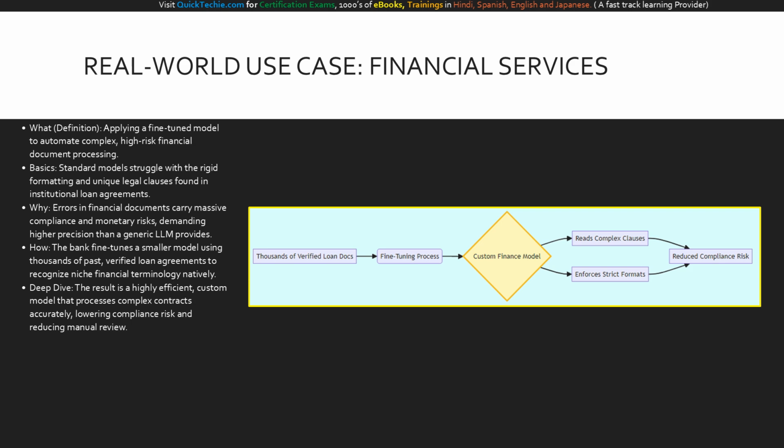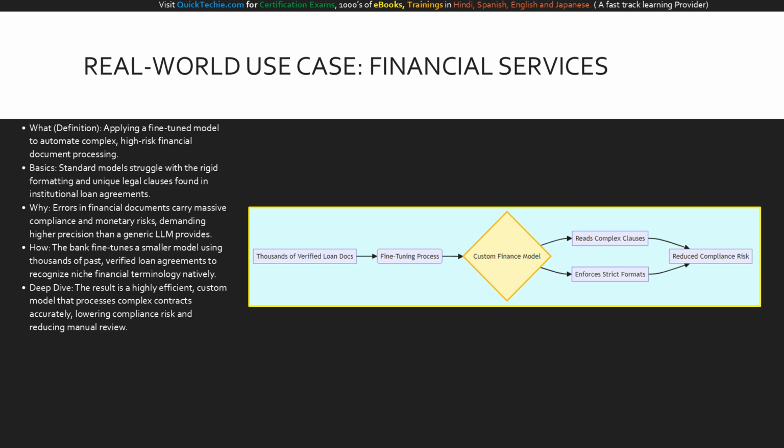Our deep dive result shows the immense value of this approach. The bank now owns a highly efficient, custom-tuned model that processes complex contracts with staggering accuracy. This drastically lowers their compliance risk, slashes the hours spent on manual legal review, and creates a secure, repeatable, automated workflow. Follow the workflow of our financial use case in this diagram.